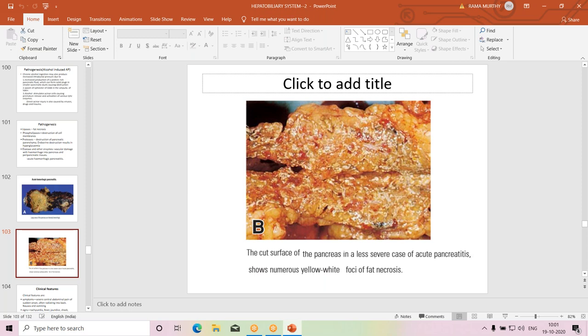So this cut surface of the pancreas in less severe cases of acute pancreatitis shows numerous yellow-white foci of fat necrosis. So this is the gross appearance of the pancreas in acute hemorrhagic pancreatitis.